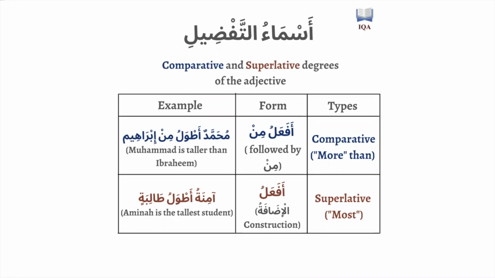Alhamdulillah, in this lesson we're going to be talking about أسماء التفضيل, which is the comparative/superlative degrees of the adjective in Arabic. So pretty much it's how you say greater or greatest, prettier or prettiest, taller or tallest. How do you say that in Arabic? How do you put adjectives on the pattern of the comparative or the superlative?